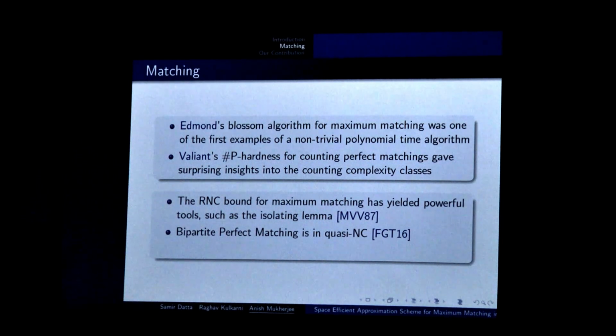Well, one big question is, can we get rid of the randomness here? Can we do it in NC, even for bipartite graphs? And very recently, it has been shown that bipartite perfect matching is in quasi-NC. We also know that it is as hard as reachability, so you cannot do much for general graphs.